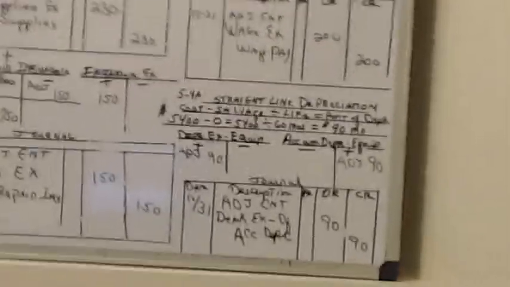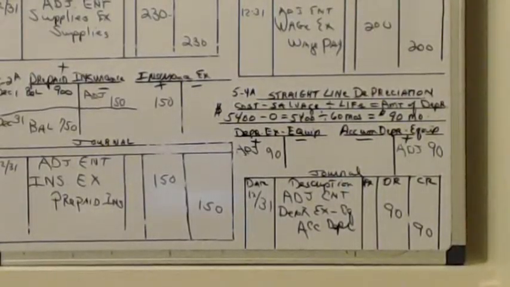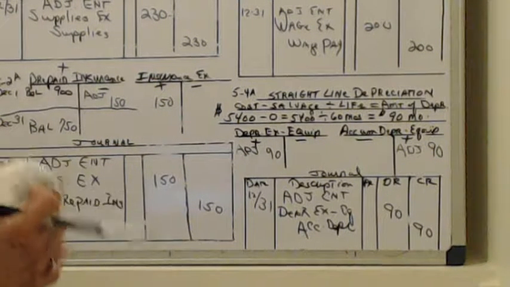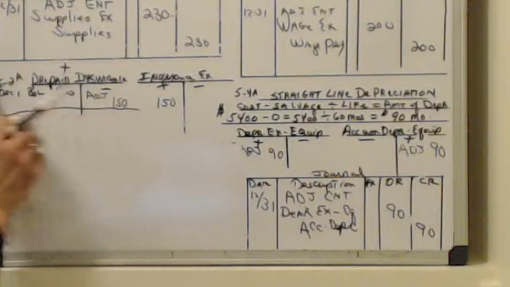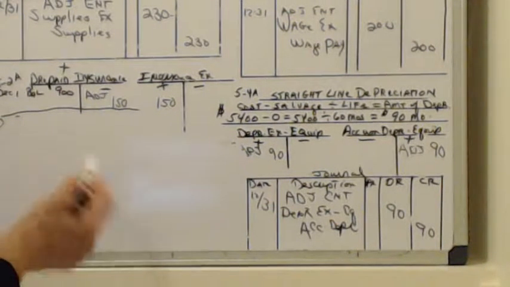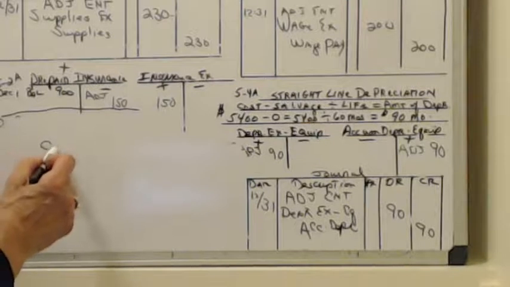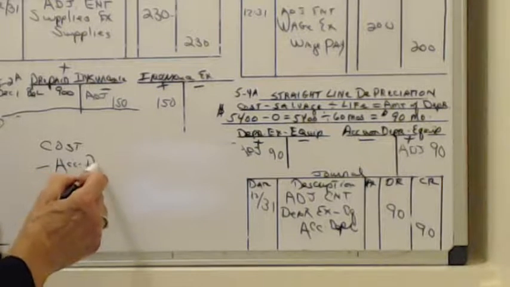And now, quickly, I just want to show you one more thing. You don't need to show this on the journal, but how much is that equipment now going to be worth? This is called book value. On your balance sheet, when you make your new balance sheet, it's not going to show the equipment's worth $5,400 anymore. So we're going to find the book value. So the book value is cost minus accumulated depreciation.